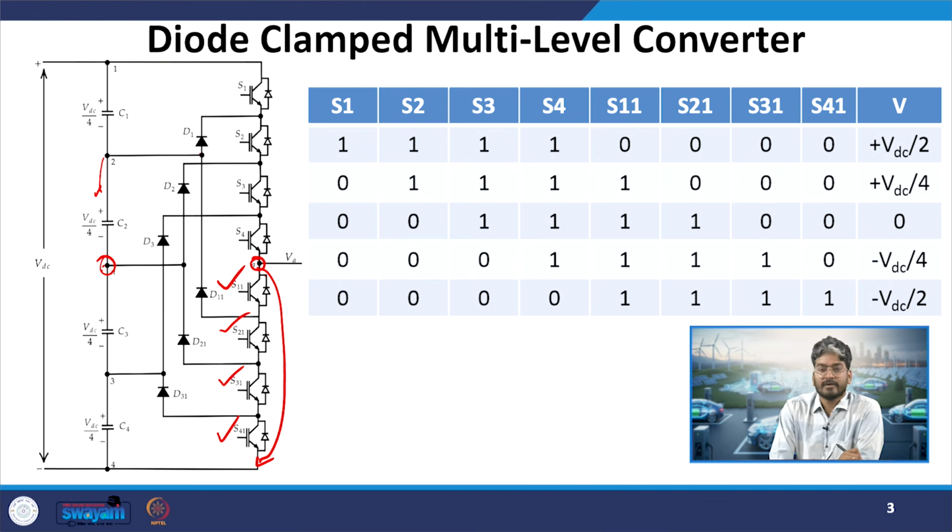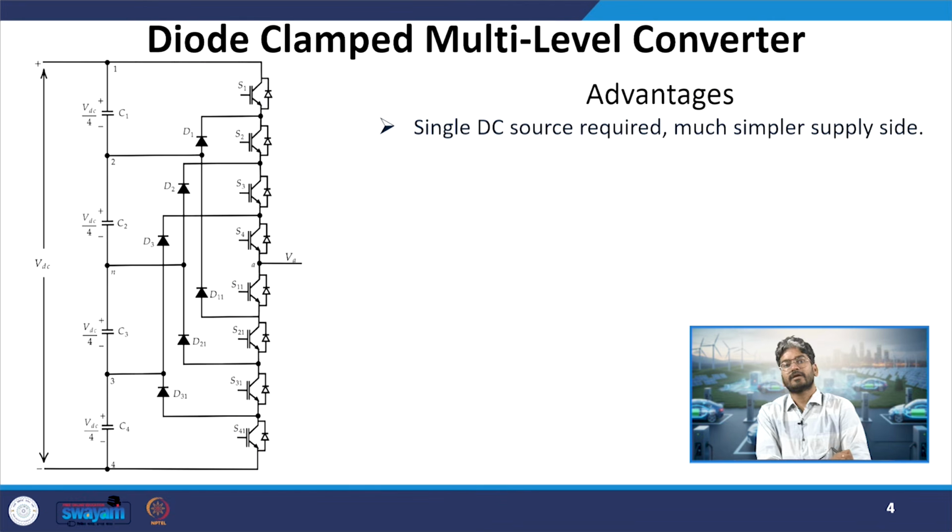Here we have seen the number of devices and their ratings: the rating will be equal to VDC by m minus 1. In this case, it is 5 minus 1, so VDC by 4. Each of these devices has to block only 1/4 of the DC link voltage. If I want to increase the DC link voltage further, I have to go for a higher number of levels, so the rating of each device will decrease, and I will not require any series connection of devices.